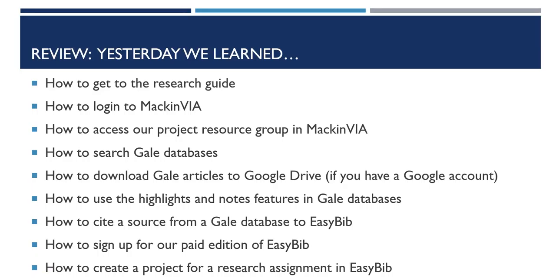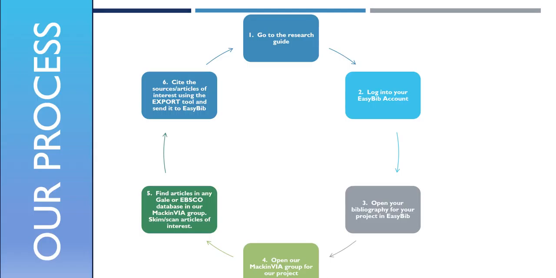We learned how to search Gale databases, how to download Gale articles from those databases to Google Drive. We learned how to use the highlights and notes features in Gale databases. We learned how to cite sources from Gale databases with EasyBib. And then, of course, we learned how to help you sign up or upgrade your existing free account in EasyBib to our paid edition. And then we also learned how to create our project for our research assignment in EasyBib. So we knocked out quite a few skills.